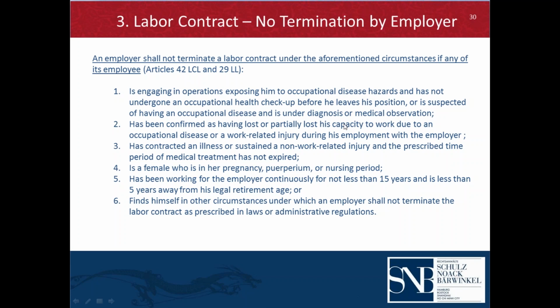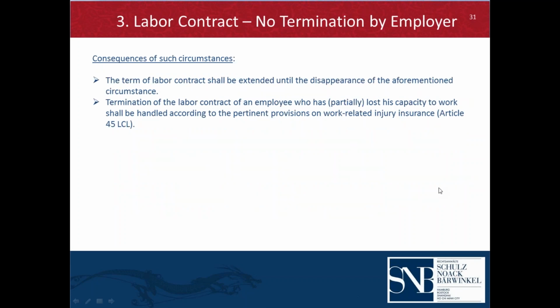Christina, next slide, please. So, what happens if you have an illegal termination of the employee? Then the risk is that the employee can ask that the employment relationship continues, or he can ask for twice the statutory compensation payment.